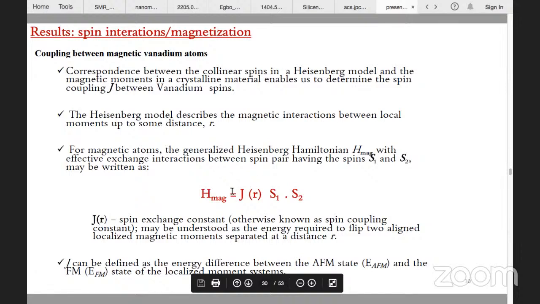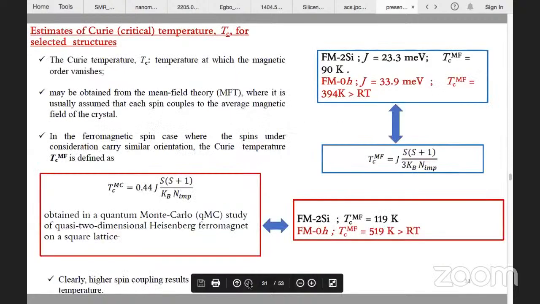So we use the Heisenberg formalism to determine the spin exchange constant. We selected the 2 ferromagnetic configuration of the vanadium atoms, where the atoms are separated by 2 silicon atoms. We obtained the spin exchange constant of 3.3 eV, and we calculate the Curie temperature using this formula.